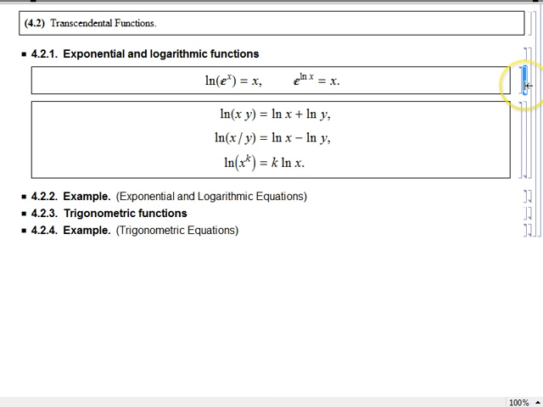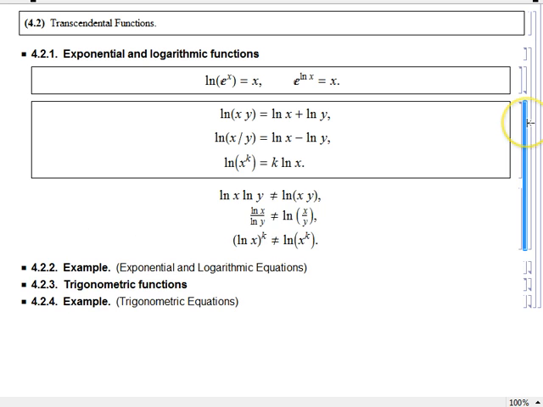Okay, and then the log rules. One more comment. These are common mistakes. Please be careful. Log times log is not log of x times y, and so on.